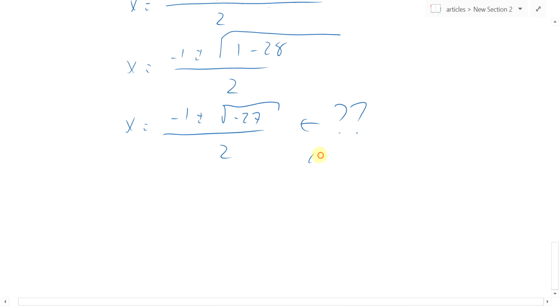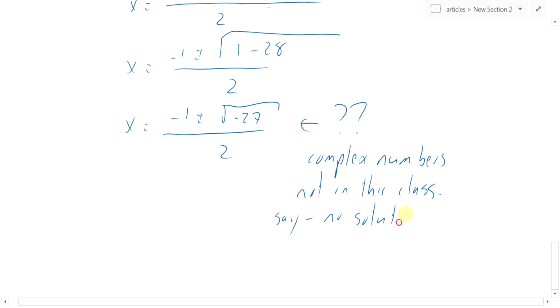Well, there is a way to handle that, actually. There's something called complex numbers, which you may or may not have seen, the square root of minus 1. But in this class, we're not going to deal with complex numbers, so we don't have to worry about this. So we just say no solution, because we're not looking for complex numbers.